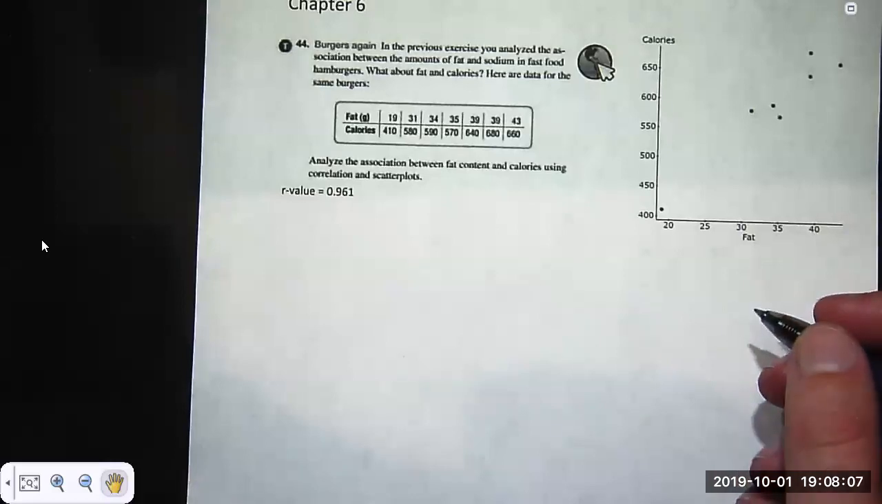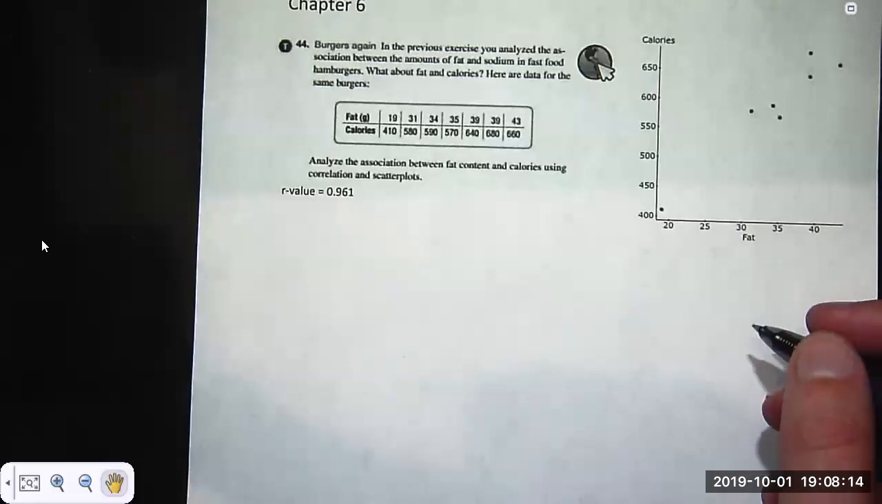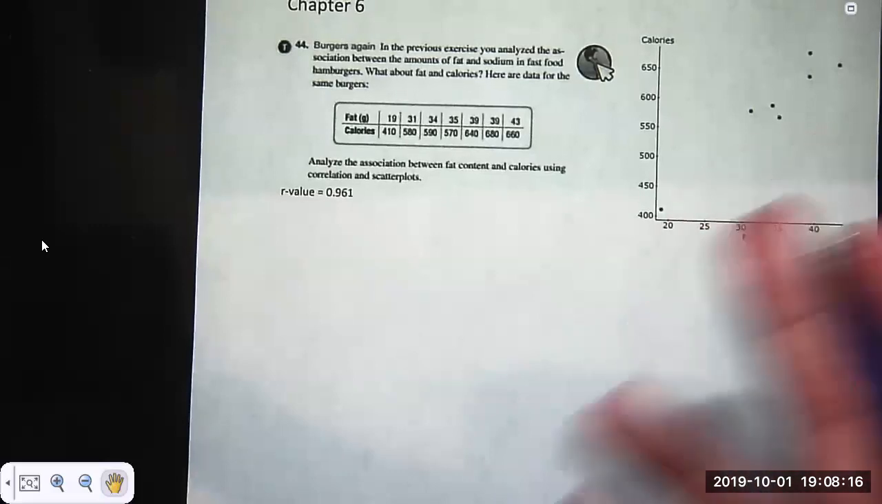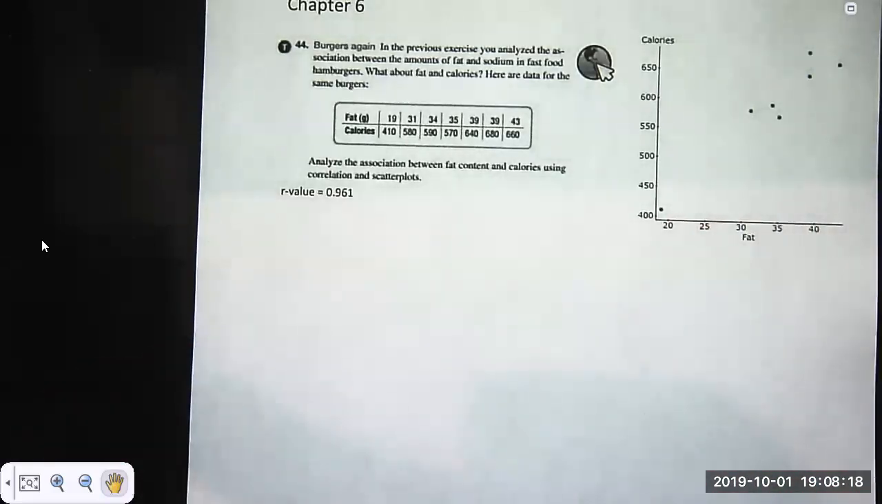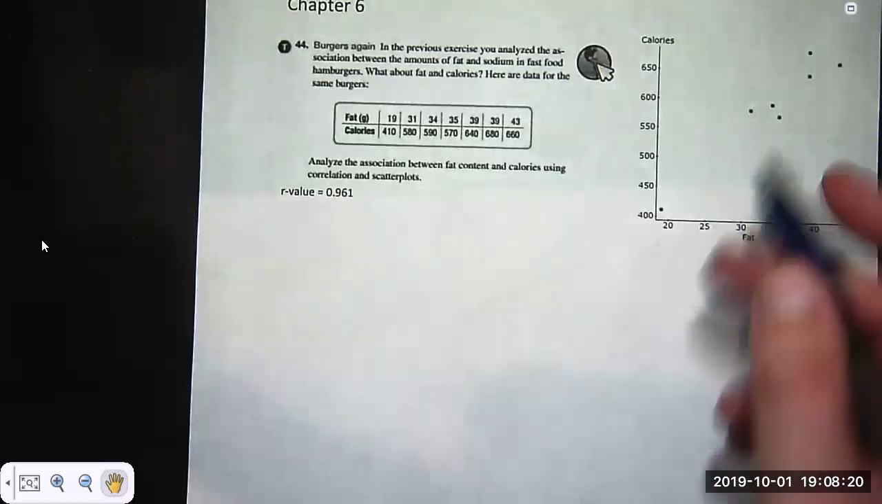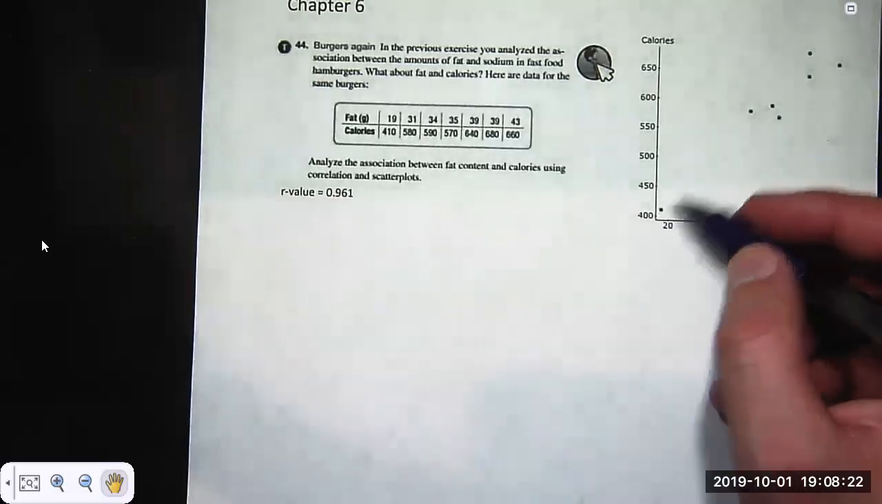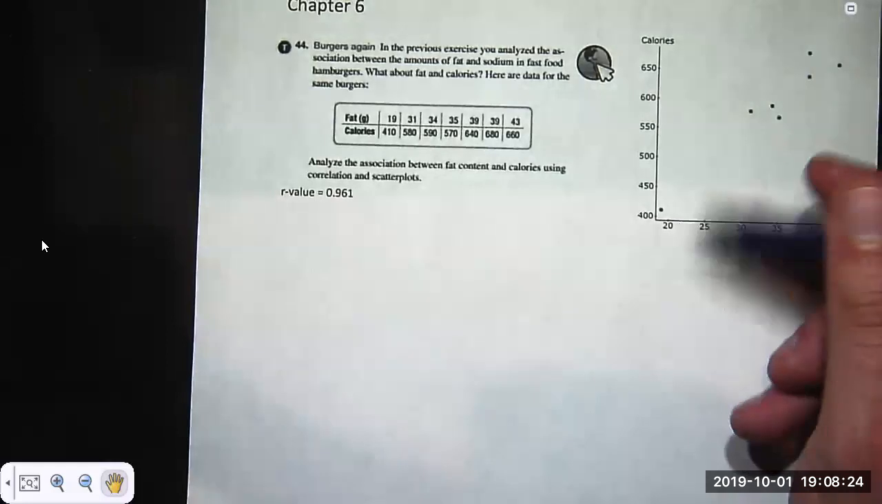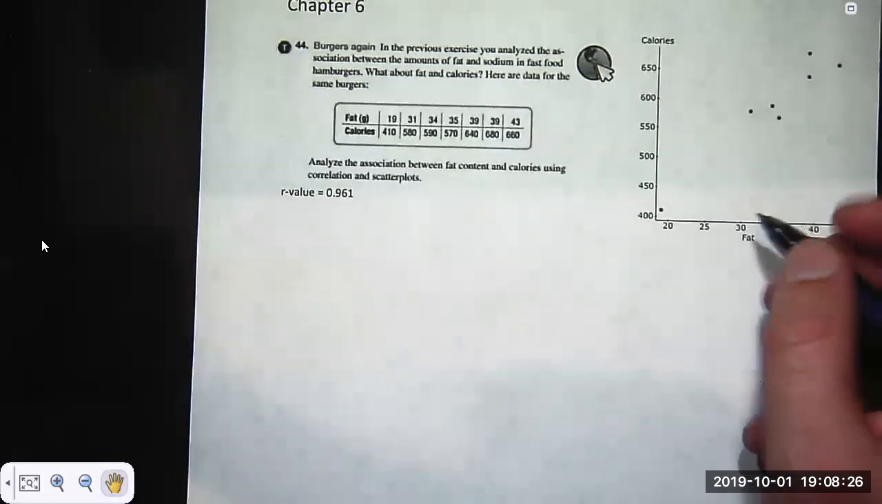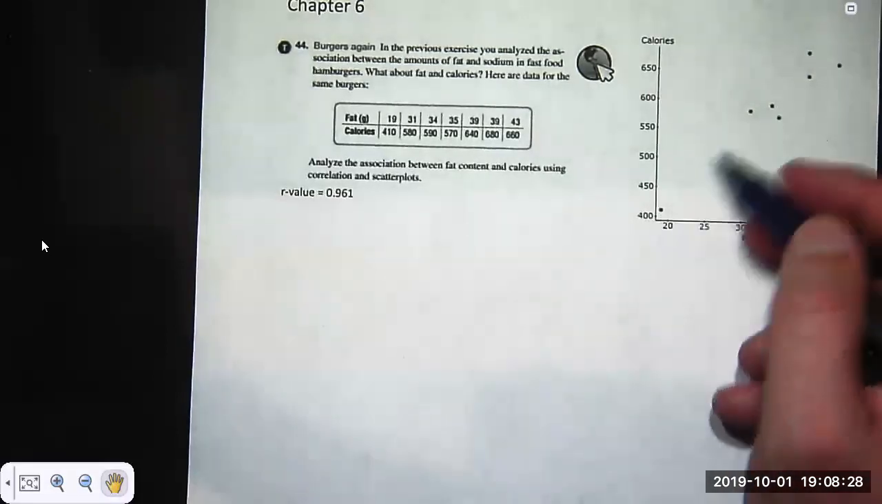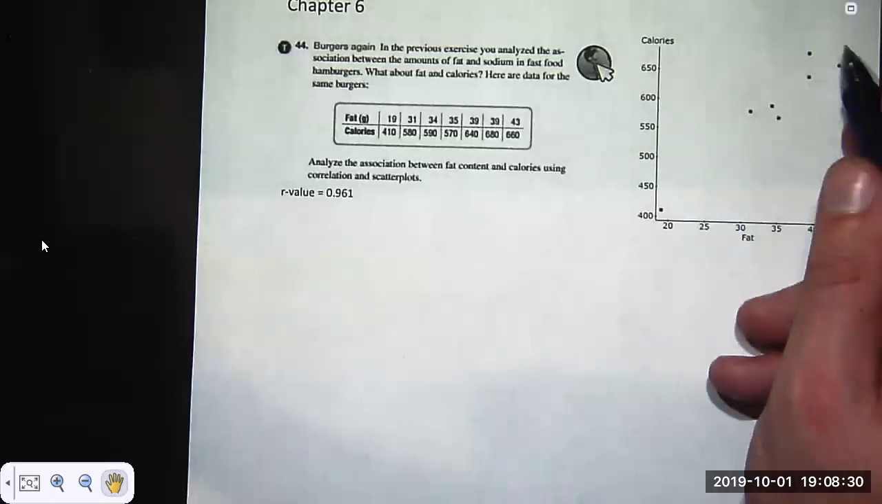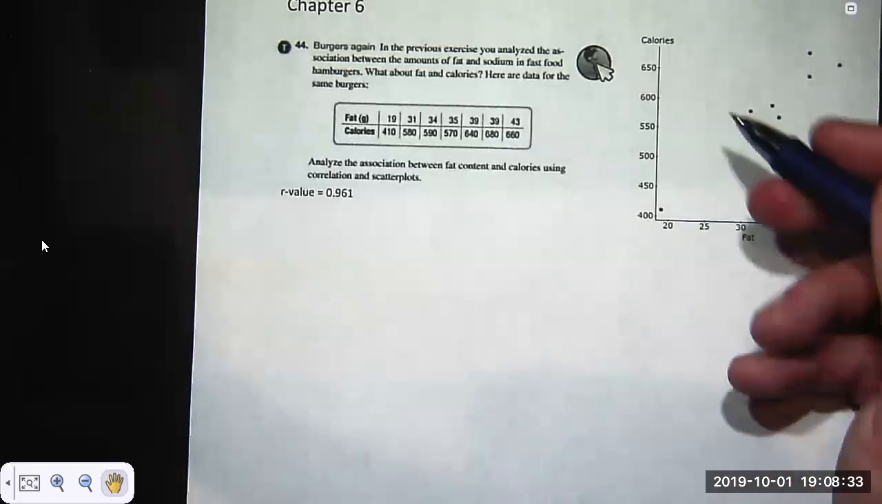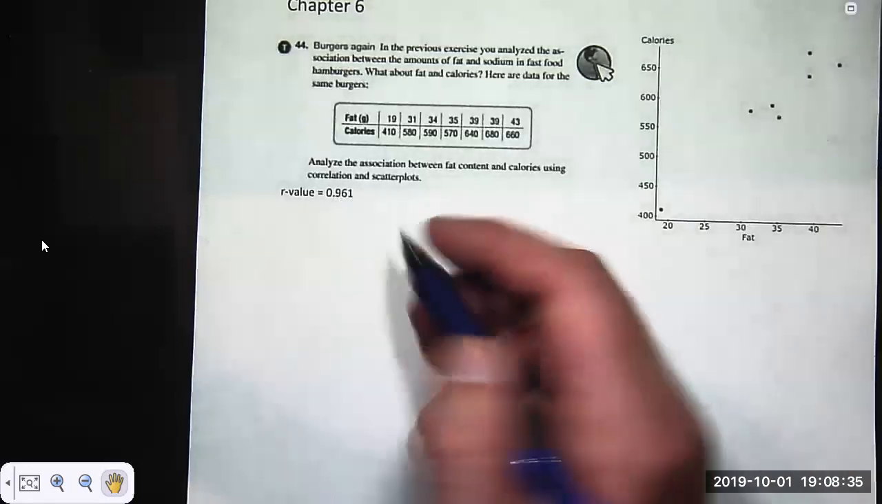Analyze the association between fat content and calories using correlation and scatterplots. So I would say that this does look to be linear. And it's positive. I would call this a moderately strong relationship with an R value of 0.961.